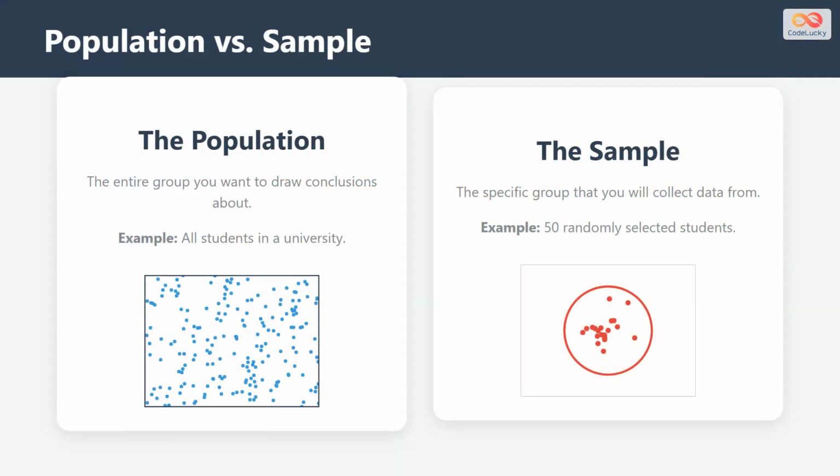Before we define a sampling distribution, we must clarify the difference between a population and a sample. The population is the entire group of individuals or items we are interested in. For example, all students in a university. It is usually too large to measure completely. A sample, on the other hand, is a smaller, manageable subset selected from that population, like 50 randomly chosen students.